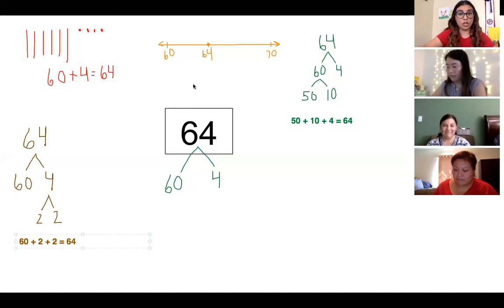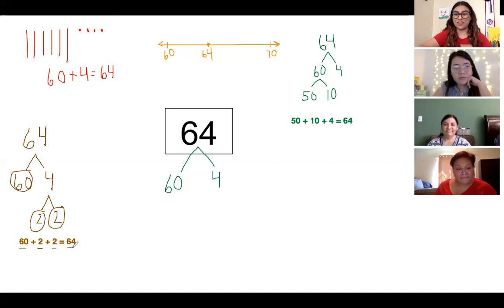64. And I will circle those numbers so that you can see where we got that. So we got 60 here, which we put in, and then 2, second 2, and then another 2 where we put in our number sentence. And we got a total of 64. Great. Is there another way we can decompose 64?